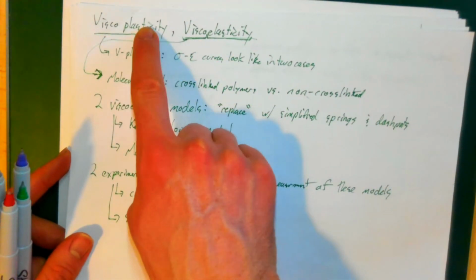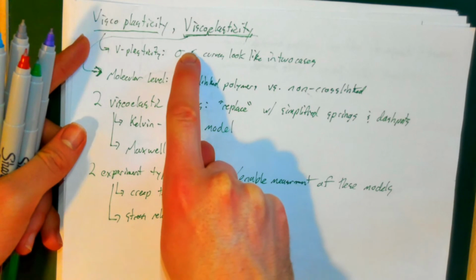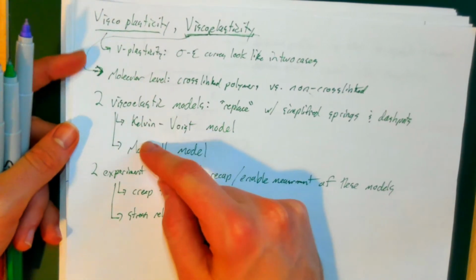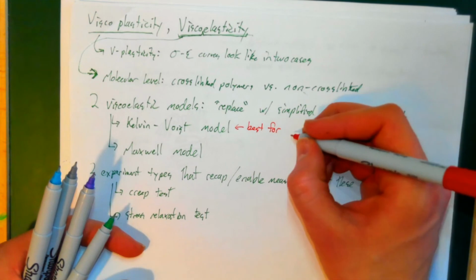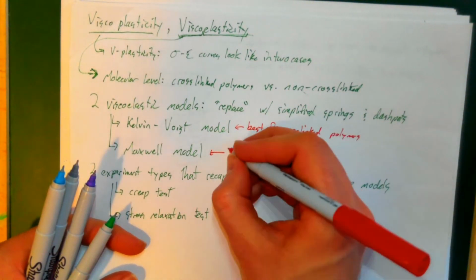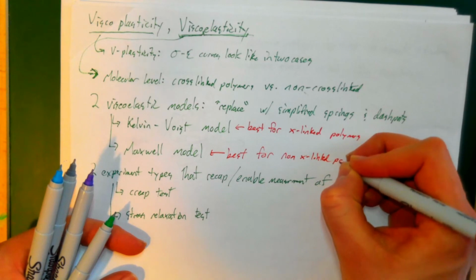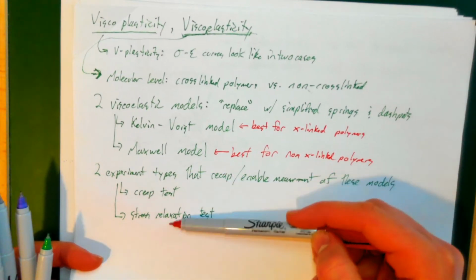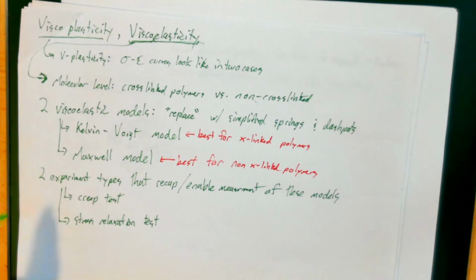We talked about viscoplasticity in terms of a connection between what's going on at the molecular level and how that affects stress-strain curves, and how we can get radically different apparent stress-strain curves depending on how quickly we deform molecules. We talked about two viscoelastic models, Kelvin-Voigt, which was best for cross-linked polymers, and the Maxwell model, which is best for non-cross-linked polymers. For each of these, we described what the displacement versus time or force versus time curves might look like, and how we could potentially extract parameters from those curves to fit to these models. So thank you very much for your attention, and good luck with your study of biomaterials.